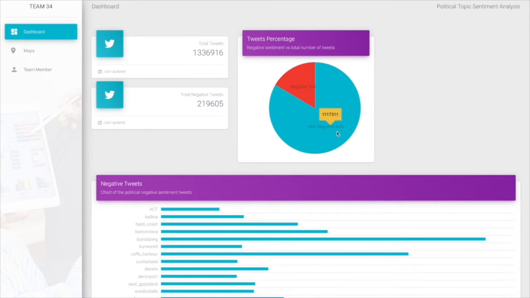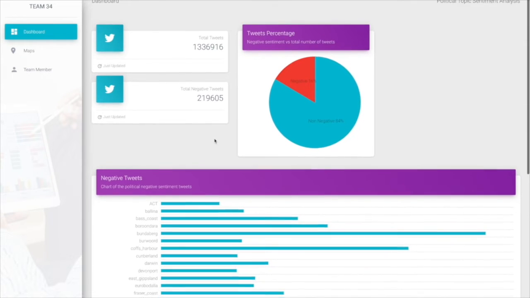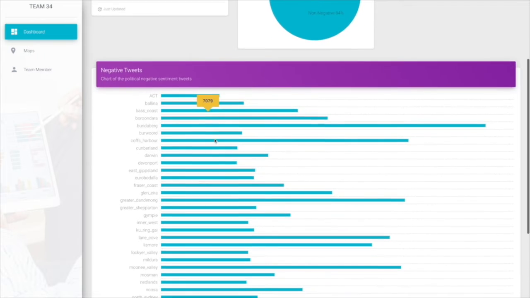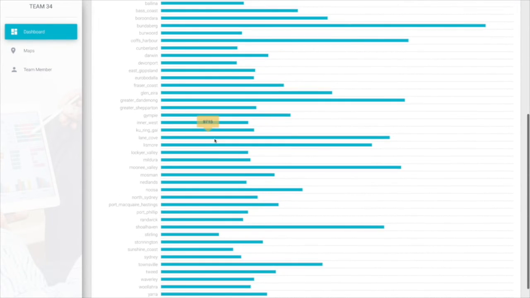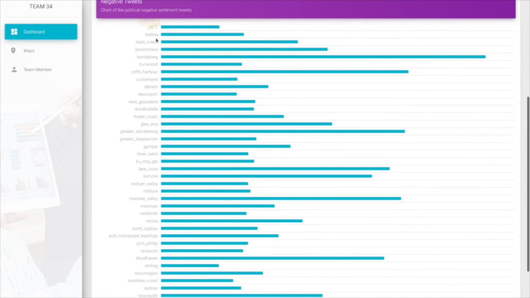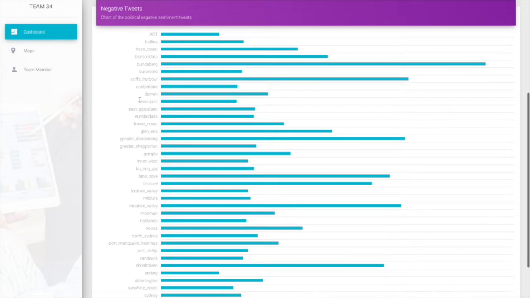The bar graph here is showing the total number of negative tweets received from each of the regions. We found that the areas with the highest amount of negative tweets were low-income areas. Those areas with the least amount of negative tweets were found to be high-income areas. This supports the notion that low-income areas feel more negatively about politics, and we can see their wrath.